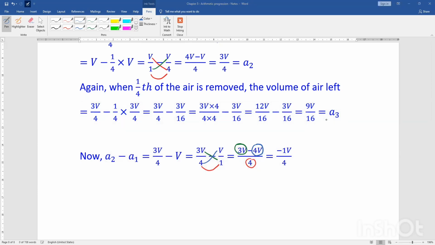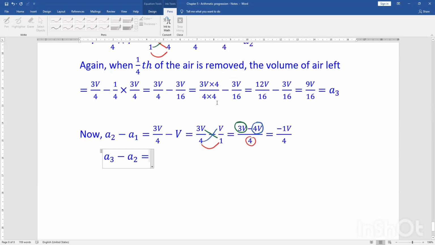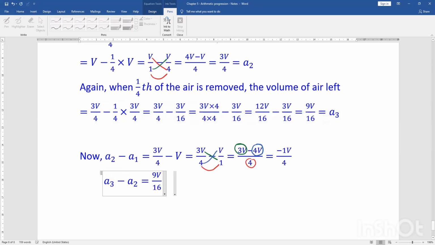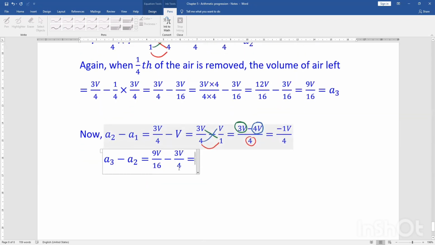Okay. Then I'm going to write A3 minus A2. A3 minus A2 is how much now? So what is A3? It is 9v by 16. We'll take 9v by 16 minus A2, which is 3v by 4. So let us take that 3v by 4. Now 16 and 4, right, children? So how do you do the subtraction? As I told you, convert them into equivalent fractions, right? So let us do that.